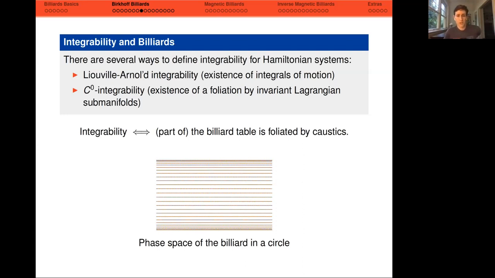And so this diagram below here is a not very exciting picture of the phase space of the billiard in a circle, where the horizontal coordinate is our position coordinate along the boundary, and the vertical axis is measuring the angle that the billiard makes with the tangent at that boundary. Because the angle theta is constant, we see that our phase space really is foliated by these invariant manifolds, or these one-dimensional lines here.